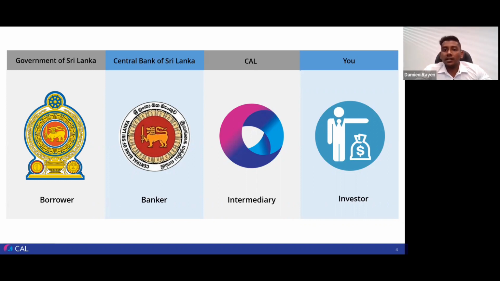So this is where CAL, together with the other banks and primary dealers, comes into play. We act as intermediaries, allowing the central bank to raise money from the market by issuing bills and bonds. I would like to reiterate the fact that we act as intermediaries. We are not the principals. We act as intermediaries, allowing the central bank to raise money through bills and bonds to fund the government's budget deficit.